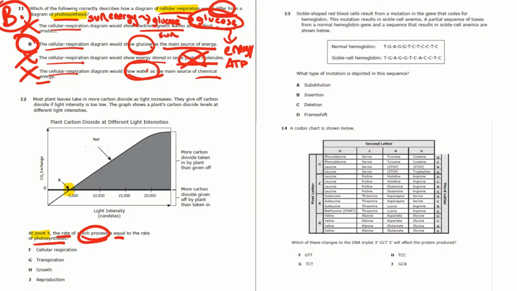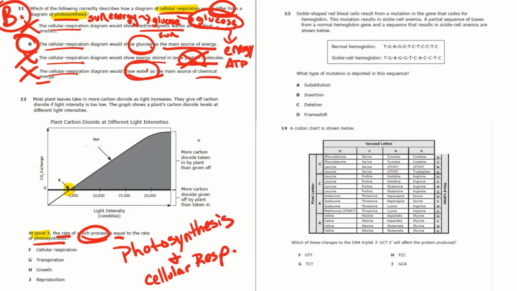Well, you need to think about this. What processes do plants go through? So we know that they go through photosynthesis, okay? Which is the one that's making the glucose, but they also have to have a way to break down that glucose and use that energy. So they also go through cellular respiration, okay? Now, let's take a look at the diagram. It's saying more carbon dioxide taken in by the plant than given off. More carbon dioxide given off by the plant than taken in, okay?